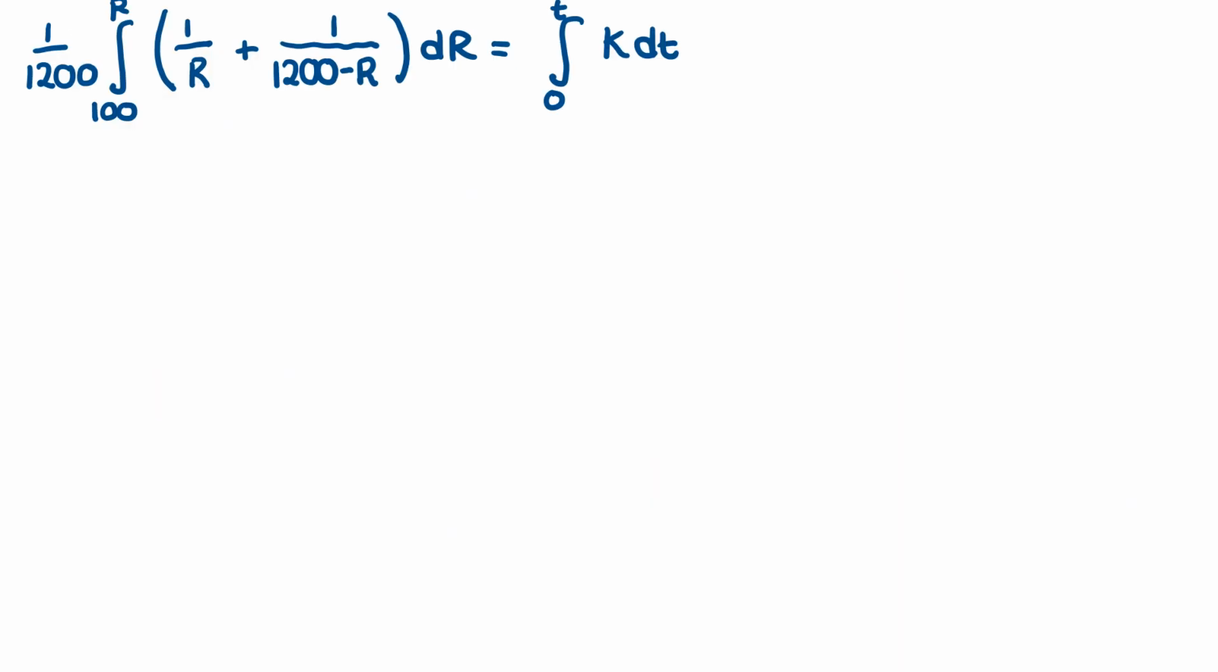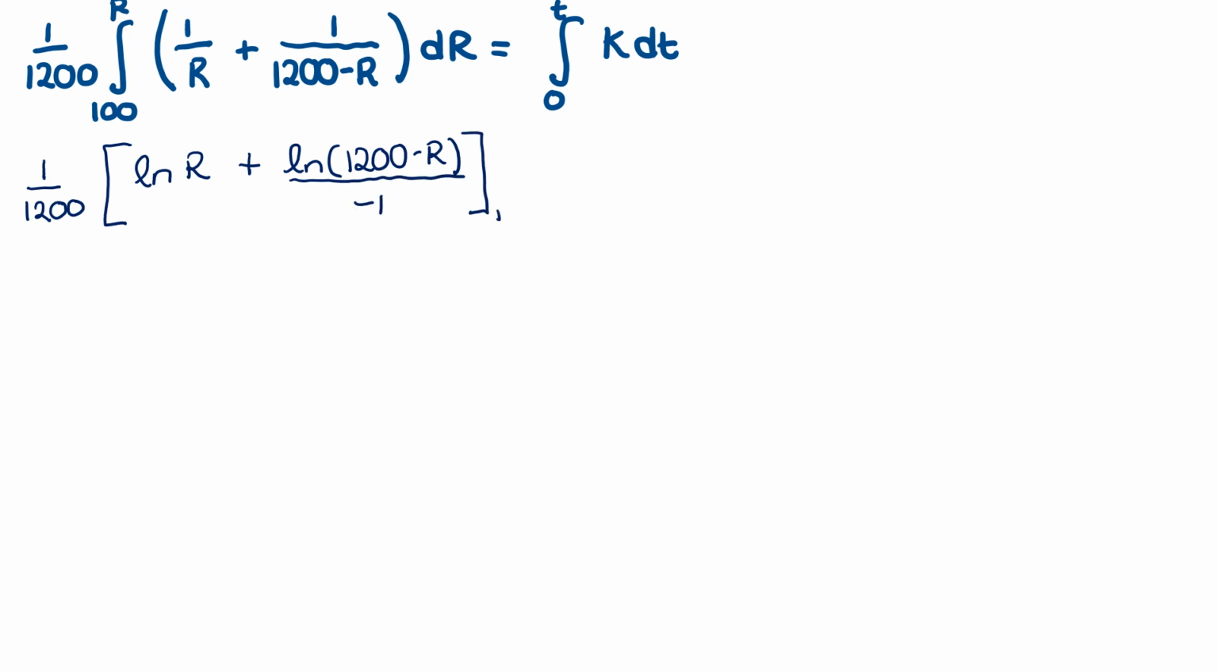I've put everything back here so we can see it properly. This 1 over 1200 is just going to sit where it is. The first piece becomes the natural log of y. That's very straightforward. The next piece becomes plus the natural log of 1200 minus y, but then you have to divide by the derivative of the inner function, which means we're dividing by minus 1. And that's going to be evaluated between 100 and y. So effectively that's the same as minus ln of 1200 minus y. This becomes kt, which we evaluate between 0 and t. I'm going to leave this 1200 out here for a minute.